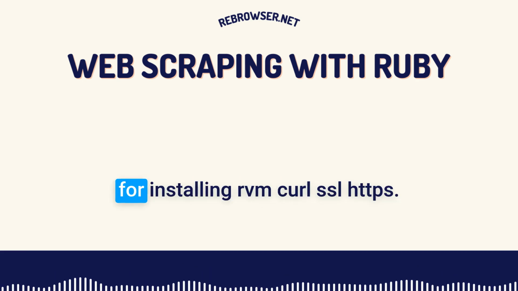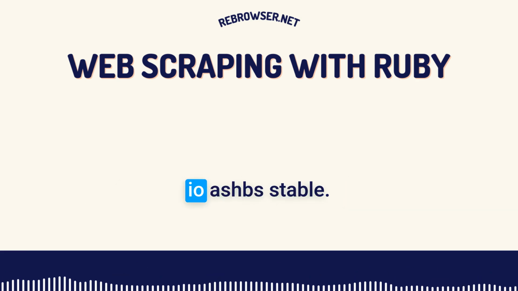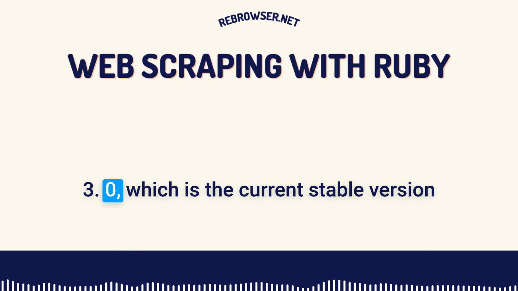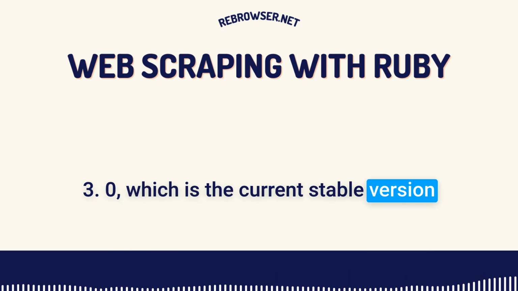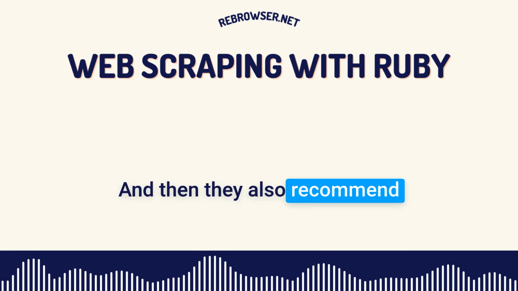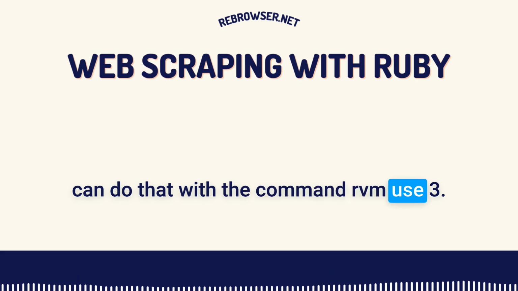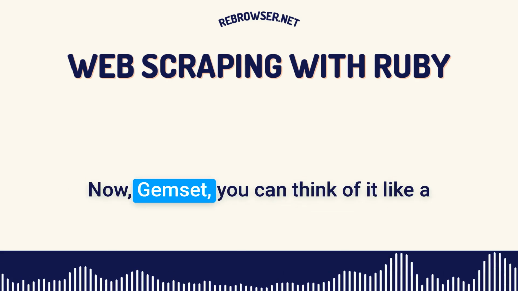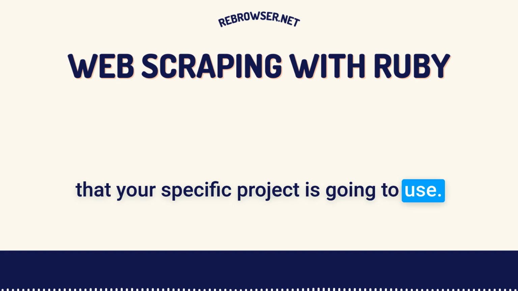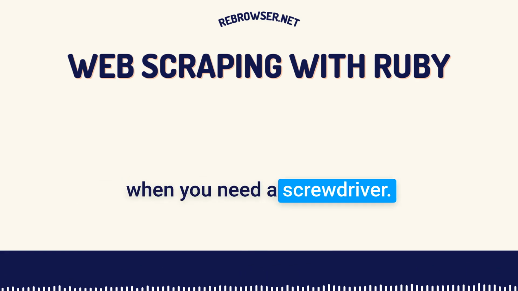And they even give the command for installing RVM. Yeah. curl -sSL https://get.rvm.io | bash -s stable. And then to install Ruby 3.3.0, which is the current stable version as of now, they say rvm install 3.3.0. Right. And then they also recommend creating a separate gemset for your web scraping project. And you can do that with the command rvm use 3.3.0@scraping --create. Now, a gemset, you can think of it like a container for all the gems, the libraries that your specific project is going to use. So it's kind of like having different toolboxes for different jobs. Exactly. You wouldn't want to use a hammer when you need a screwdriver.